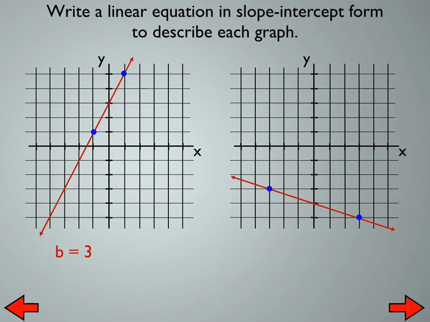So the y-intercept is obvious. I didn't put a dot on it, but it doesn't matter. It's crossing at positive 3. And the slope is rise 2, run 1. When we piece that together, it should be y equals 2x plus 3. How about the graph on the right? What would that be? Yes?